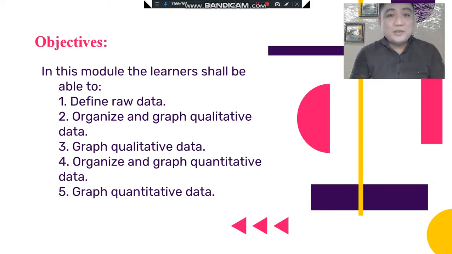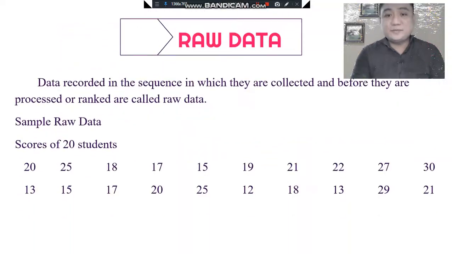Number one, define raw data. Number two, organize and graph qualitative data. Number three, graph qualitative data. Number four, organize and graph qualitative data. And lastly, graph quantitative data.